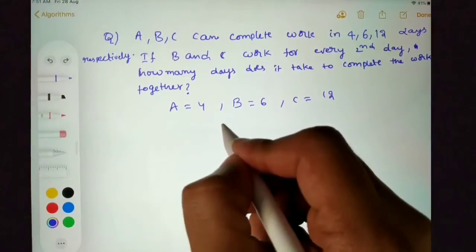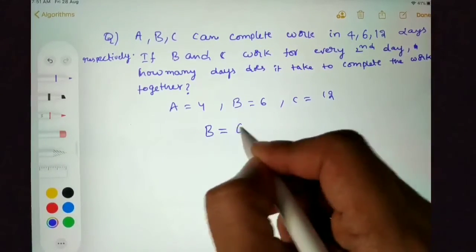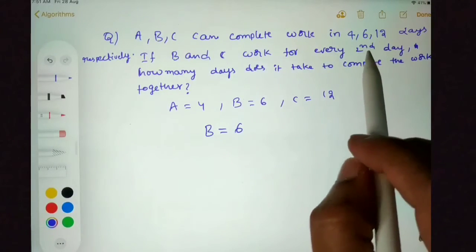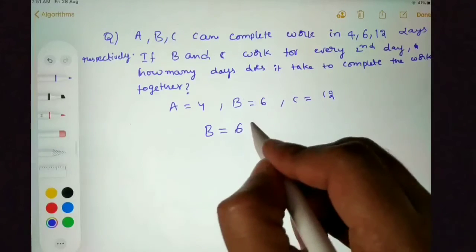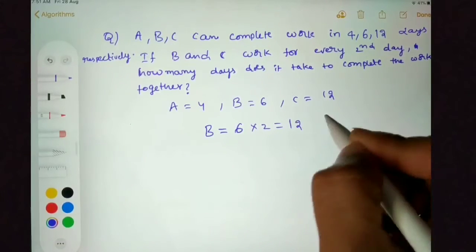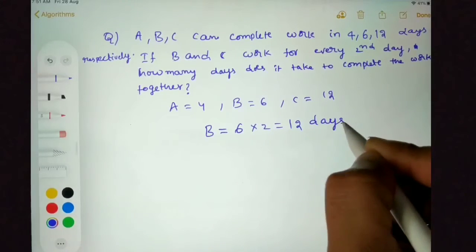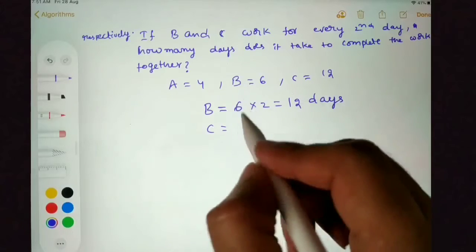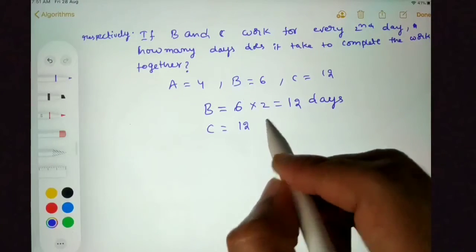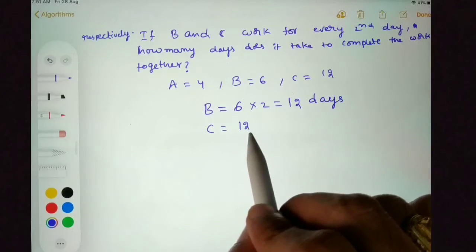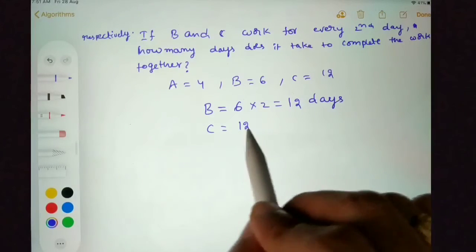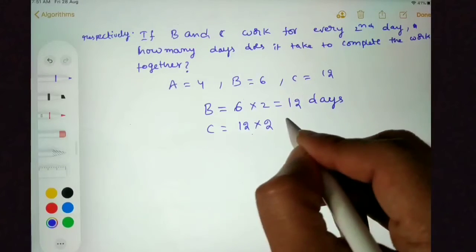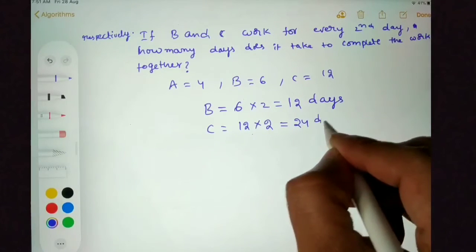If B works daily, then B can complete the work in 6 days. But if B is working every second day, then it will take 6 into 2, 12 days. Because B is working every second day. That is the same case for C also. If C works continuously, then it takes 12 days to complete the task. But if C is working every alternate day, that is every 2 days once, then it will be 24 days.